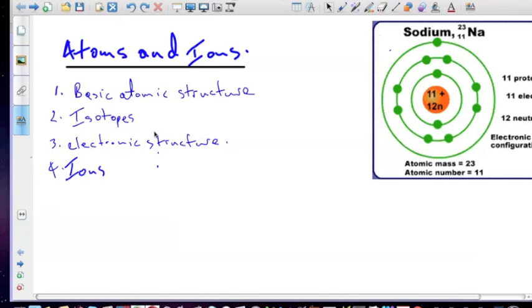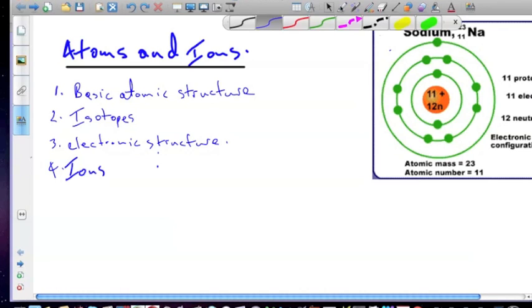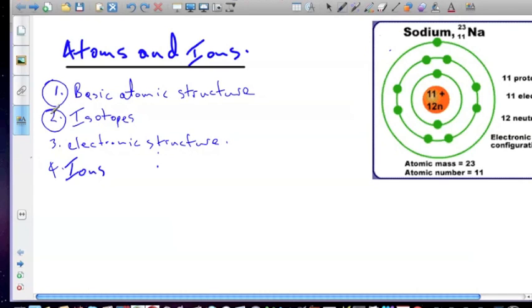And what I'm going to do is just review these four basic areas. Firstly, we're going to look at the basic atomic structure, then isotopes, electronic structure, and then probably most importantly, making or understanding ions from the atoms. Okay. So firstly, basic atomic structure.